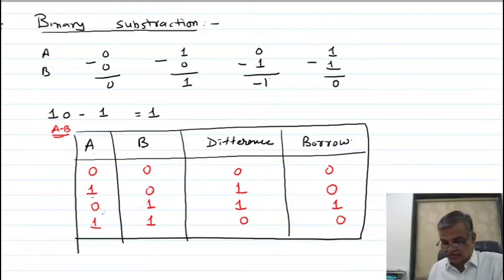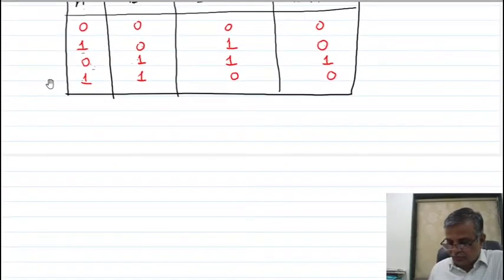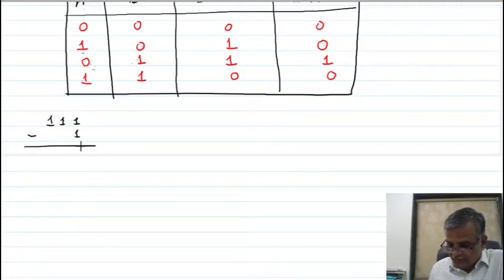Okay. Now let us do some problems. We will get the idea how to do the subtraction. Now let us see some simple subtraction. You will get more idea. Suppose I am doing the subtraction of 111 minus 1. So 1 minus 1, 0.